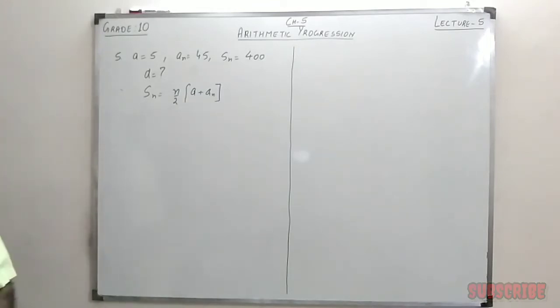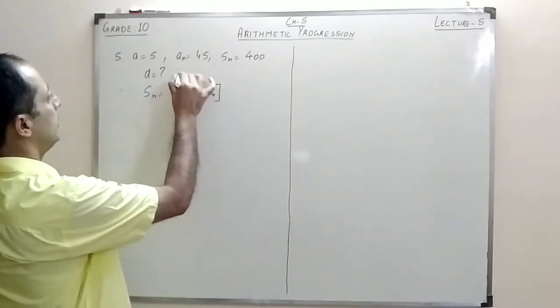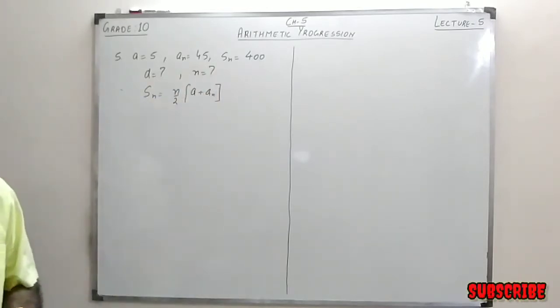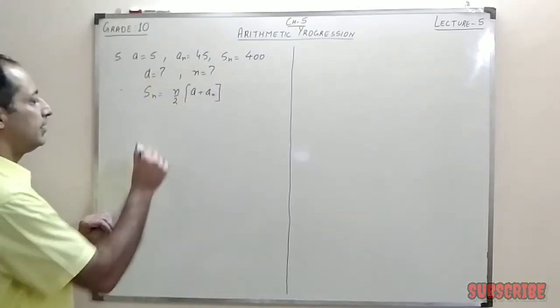Apply this relation first, right? From here, we can find the value of n first. And we have to find the common difference also, and we have to find the number of terms also. So we can find the number of terms using this relation. I just substitute the value.